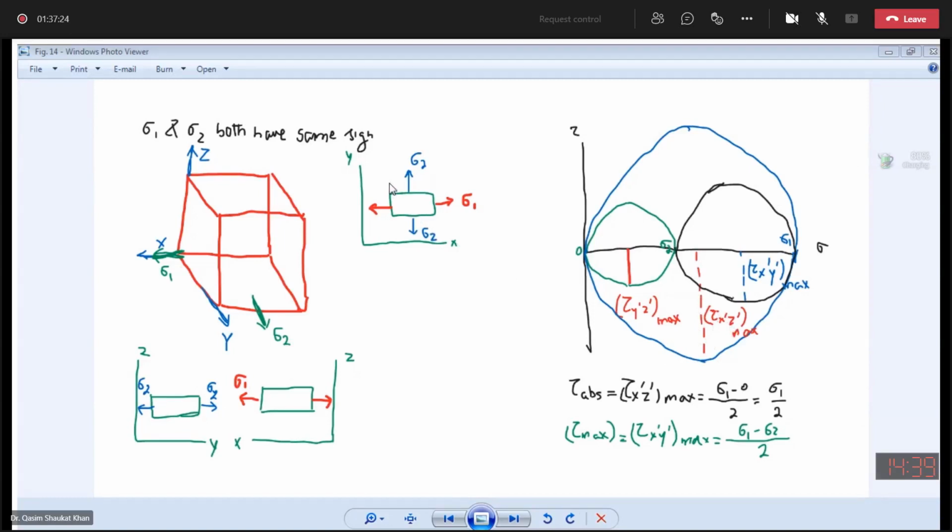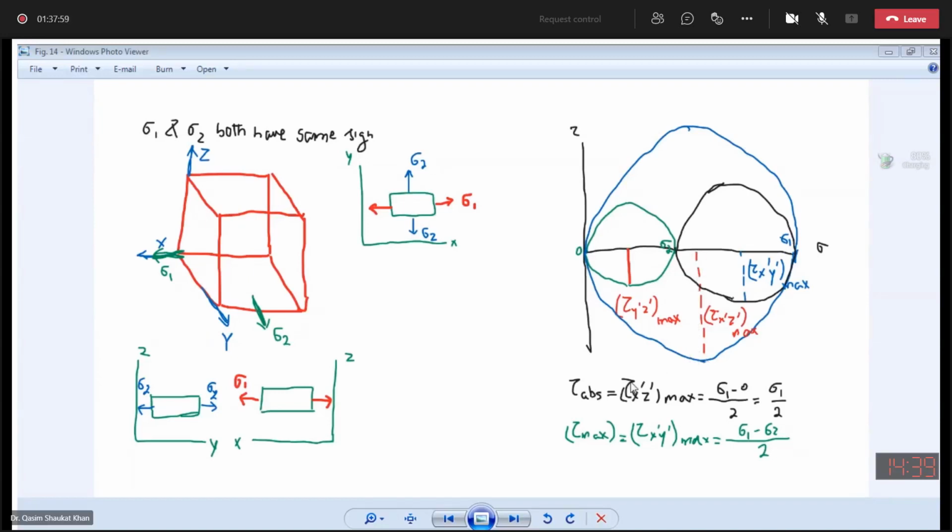In the case of x and y, you have both sigma 1 and sigma 2. So this Mohr circle will explain this sigma 1 to sigma 2. And this tau x dash y dash will be the in-plane shear stress for this Mohr circle, for this case x and y, and this will be the maximum in-plane shear stress, and the larger of the three will be your absolute maximum shear stress.